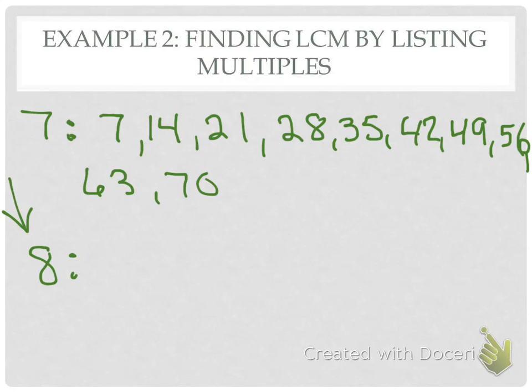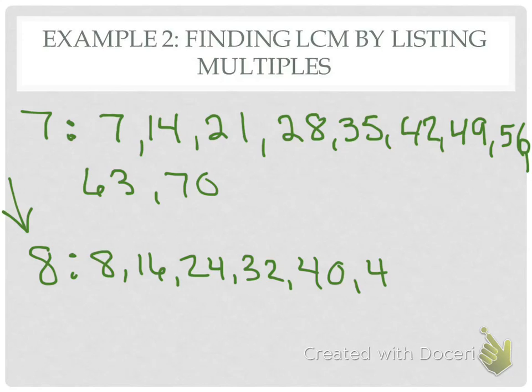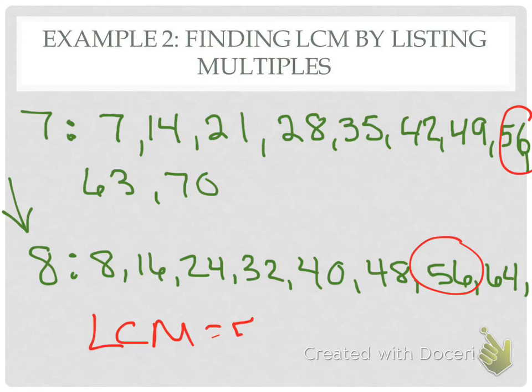As I'm listing out the multiples, I'm keeping in mind my other number, 8. I'm asking myself, okay, 8 doesn't go into 7, doesn't go into 14, doesn't go into 21. But you still have to list out the multiples of 8. So 8, 16, 24, 32, 40, 48, 56, 64. Did I hit a number that was common? Yes. What was it? 56. So my least common multiple is 56.